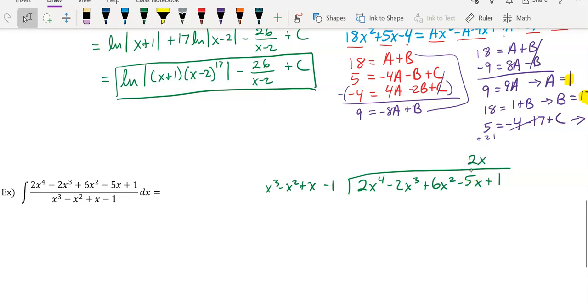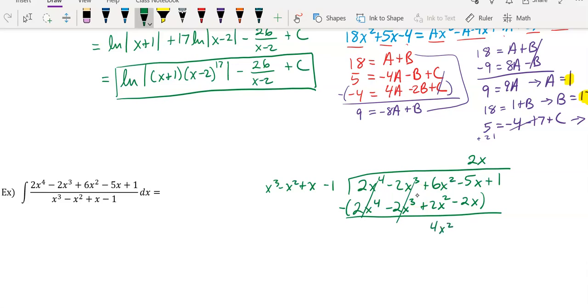So it goes over here, multiply that, we have 2x to the fourth minus 2x cubed plus 2x squared minus 2x. Subtracting, this is gone, this is gone. 6x squared minus 2x squared is 4x squared. Negative 5x plus 2x is negative 3x, and then plus 1.